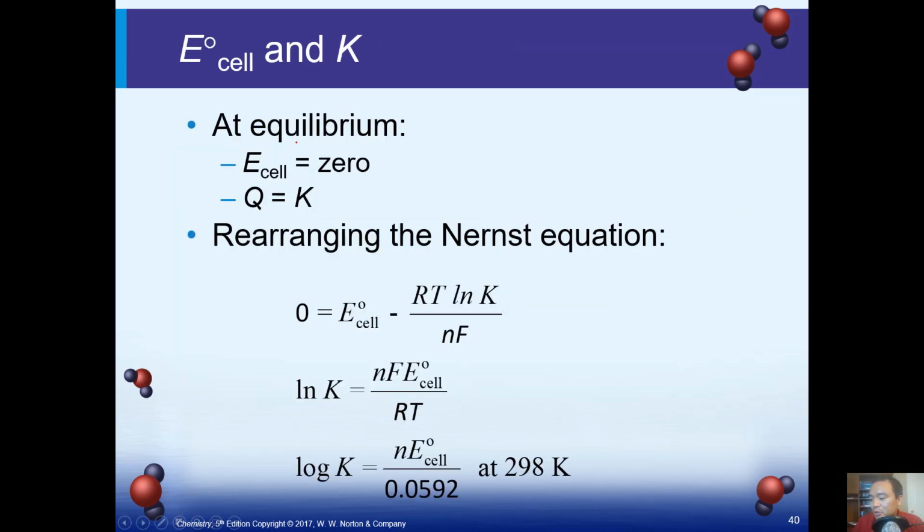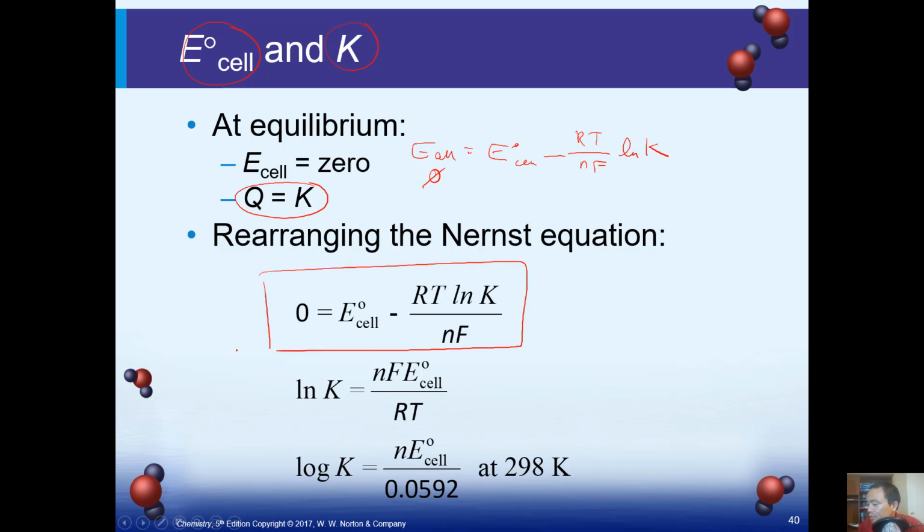Let's now discuss the relationship between E cell and the equilibrium constant K. So at equilibrium, according to the Nernst equation, E cell equals E naught minus RT over nF times the natural log of K, because Q is K at equilibrium, and E cell is 0. So you will have the rearranged Nernst equation in this way.